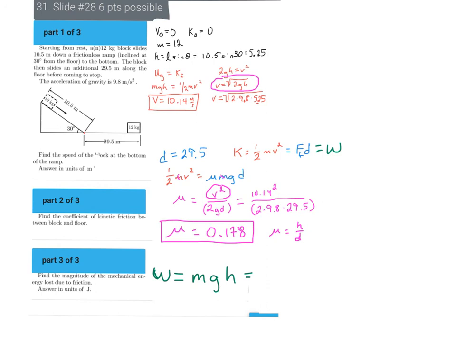And we know all those numbers, so that's just 12 times 9.8 times my height, which came out to 5.25. So for the final part, work would be equal to 617.4. And that's in joules. Okay, so that's our final answer.